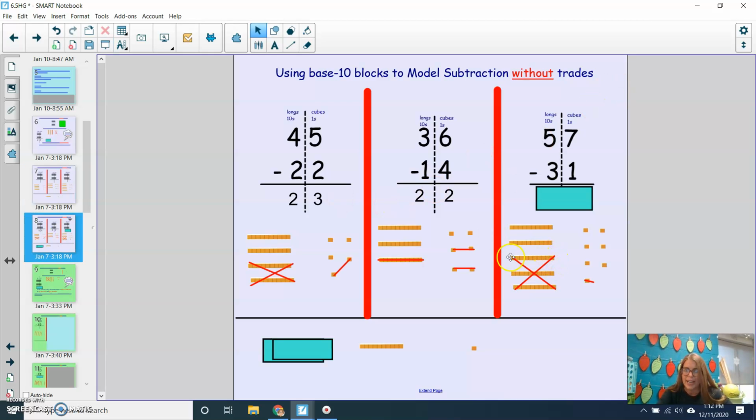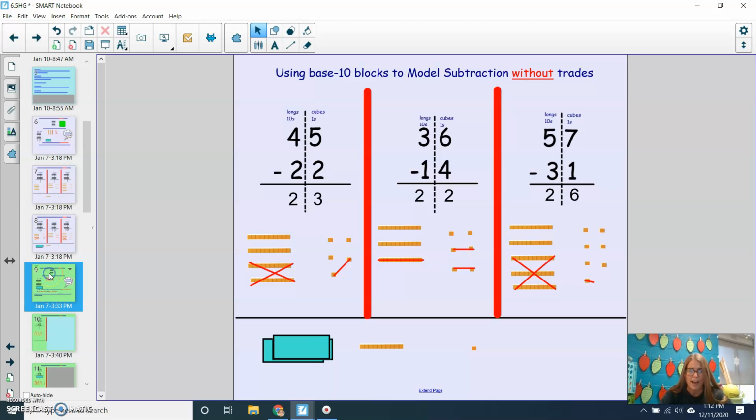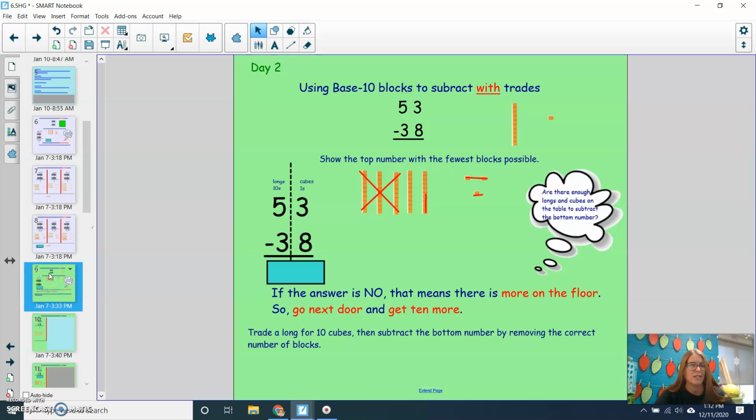So you can see that I crossed off 3 longs for my 30 and I crossed off 1 cube, showing that I'm taking away 31. And then what I have left, I have 2 longs left, I have 20 left, and I have 6 cubes, giving me 26. So when problems are looking like this, they go pretty smoothly. But sometimes we have them looking a little bit different.